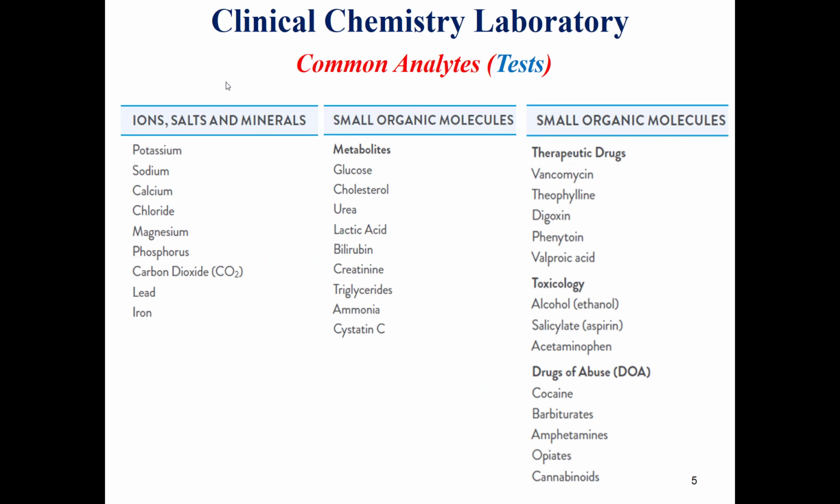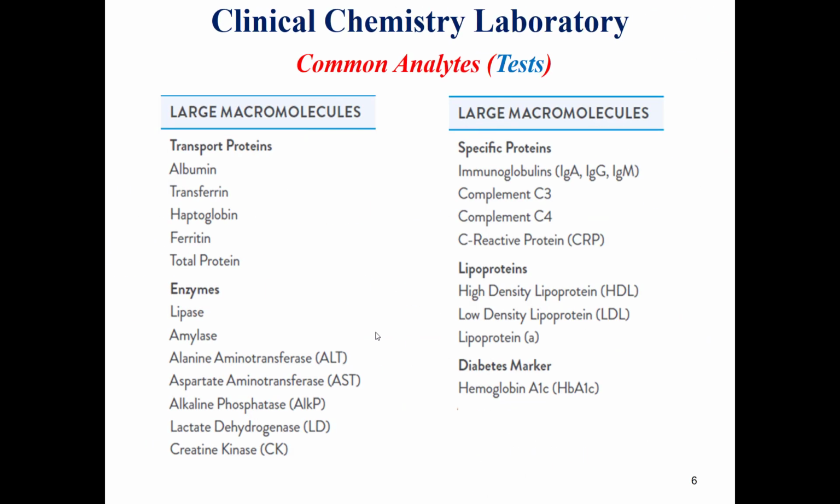Common analytes could be ions, salts, and minerals, or small organic molecules such as metabolites, therapeutic drugs, toxicology, drugs of abuse, or it could be large macromolecules such as transport proteins, enzymes, specific proteins, lipoproteins, diabetes marker such as the hemoglobin A1C, also known as HbA1c.